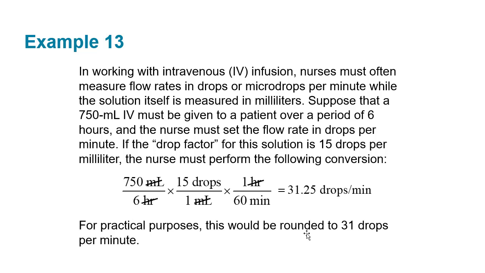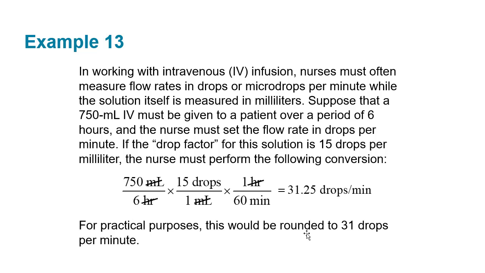A couple other examples in working with intravenous infusions, right, IVs. Nurses often have to figure out flow rates in drops or microdrops per minute, while the solution itself is measured in milliliters. Suppose that a 750 milliliter IV must be given to a patient over a period of 6 hours, and the nurse must set the flow rate in drops per minute. Now, the drop factor for this solution is 15 drops per milliliter, right? Every solution will have a different drop factor depending on its viscosity. In this case, 15 drops equate to a milliliter.